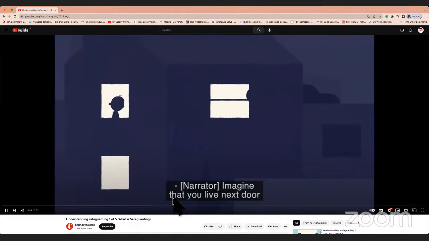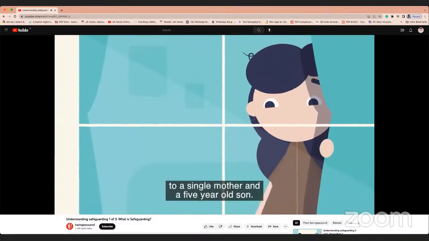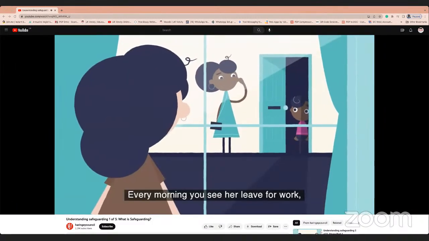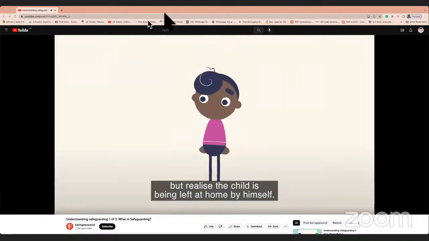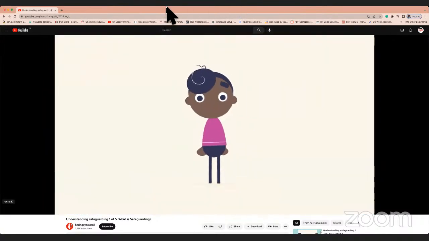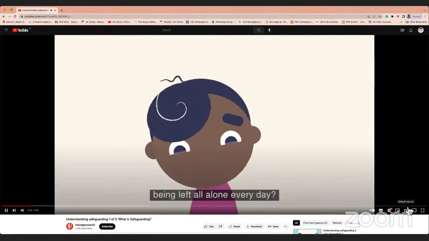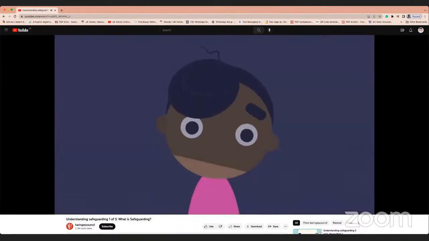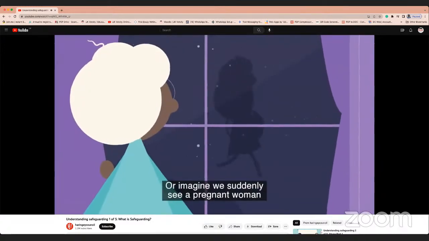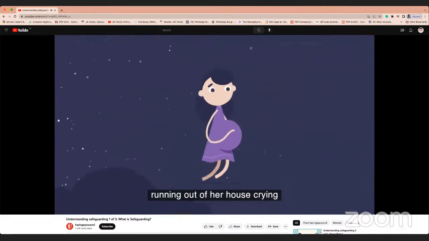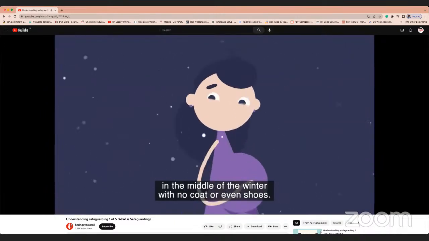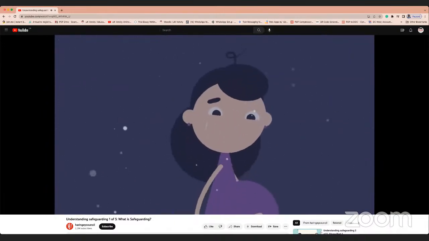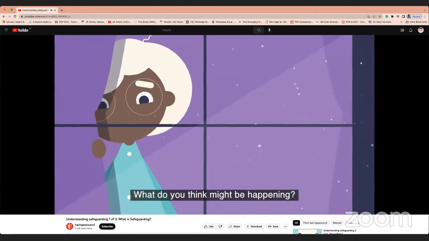Imagine that you live next door to a single mother and a 5-year-old son. Every morning you see her leave for work, but realise the child is being left at home by himself. How do you think the child feels being left all alone every day? What kind of danger is it? Or imagine you suddenly see a pregnant woman running out of her house crying in the middle of the winter with no coat or even shoes. What do you think might be happening?